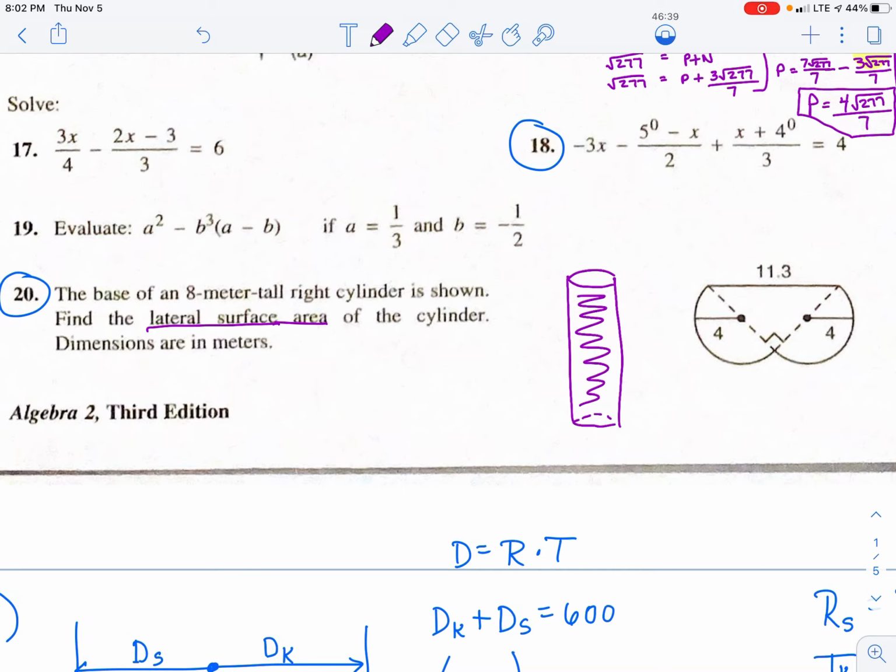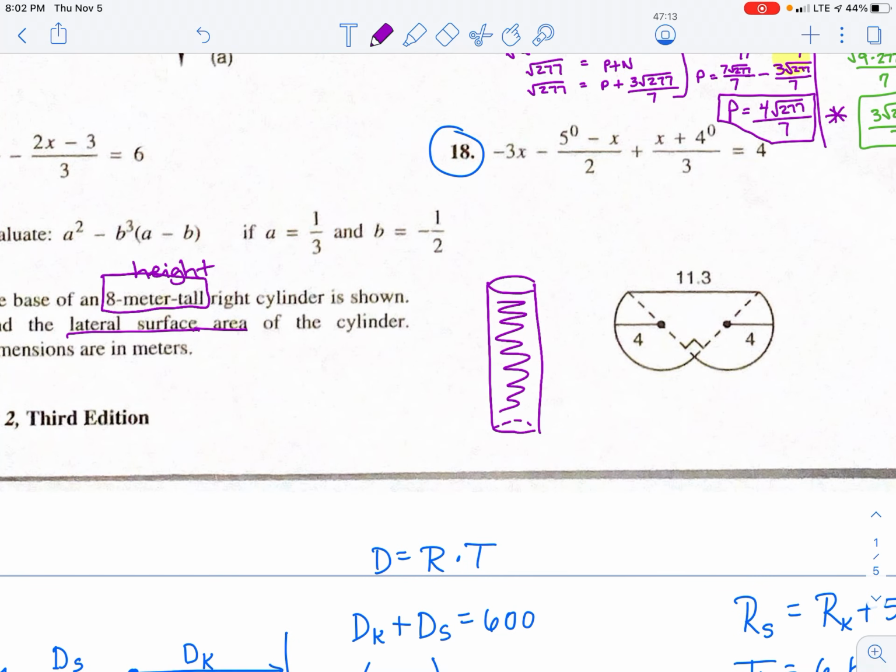Okay, so in order to find the lateral surface area, I need to know the length and the width of that rectangular piece of wrapping paper. Now when I took it off, I could measure the top and I could measure the height. Okay, so the height is very important. And by the way, the base of an 8 meter tall. So here, we're already given the height right here. All right, this is the base over here.